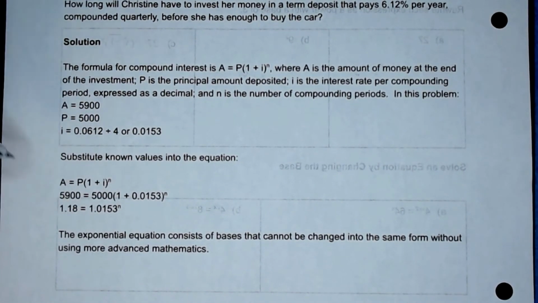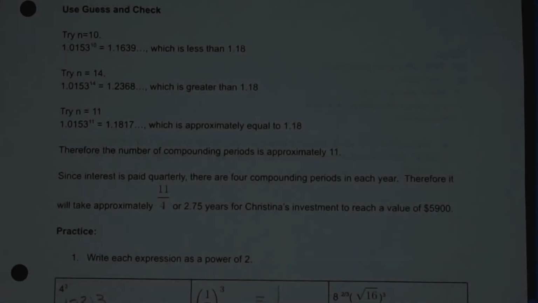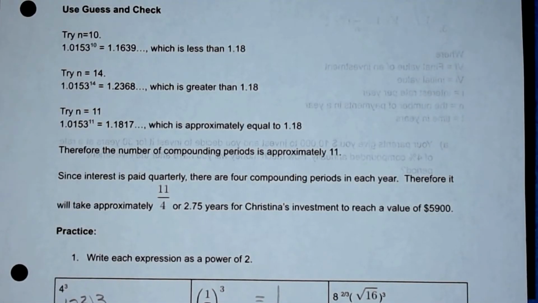Now, these are not clean numbers where you can very easily see what the exponent would be. So what we're going to do in this part is use guess and check to see how long it will take her to make this money back. So let's start with 10 payments. There's no rhyme or reason why I picked 10. It's the one I started with because we need somewhere to start.